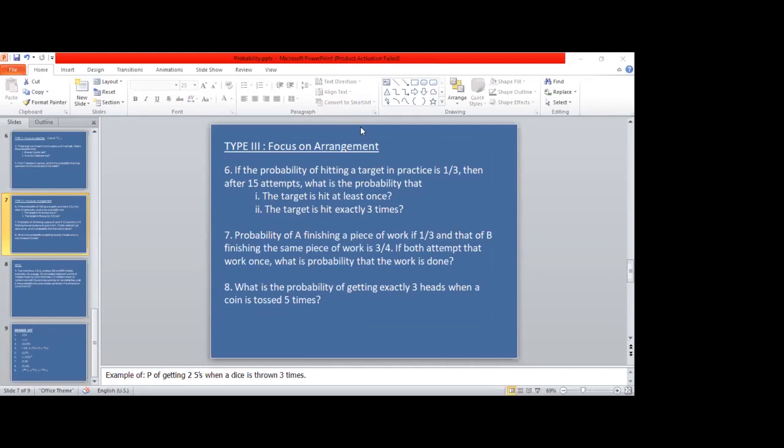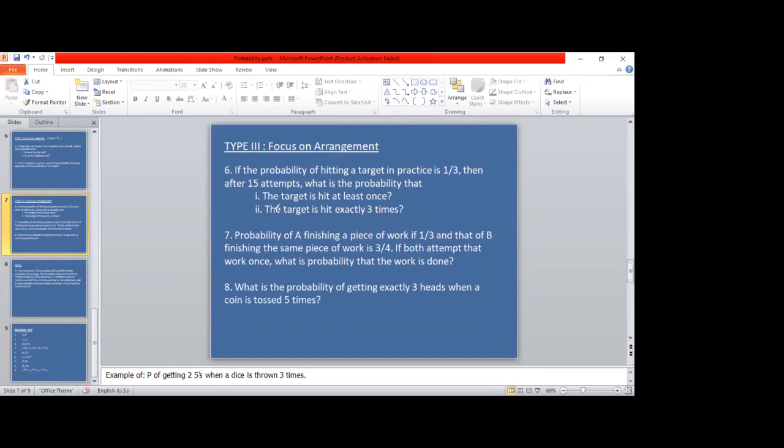6th, second part. If the probability of hitting a target in practice is 1 by 3, then after 15 attempts, what is the probability that the target is hit exactly 3 times? That's part 2. Let's discuss part 2 and then briefly discuss part 1.